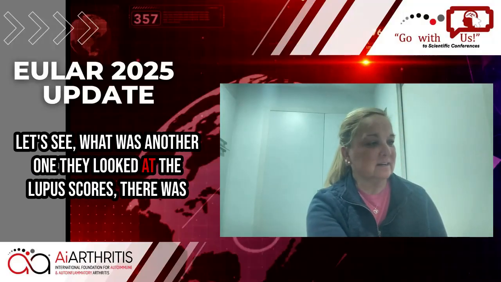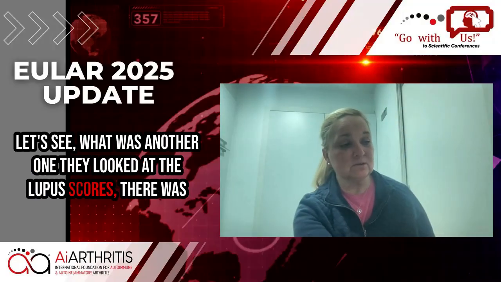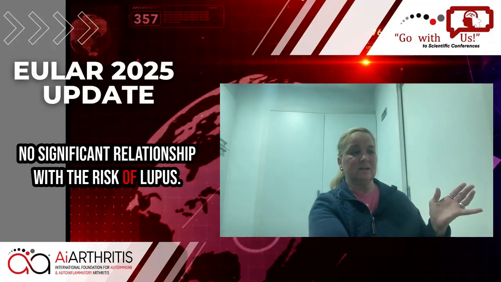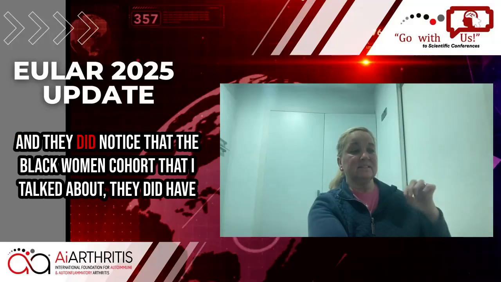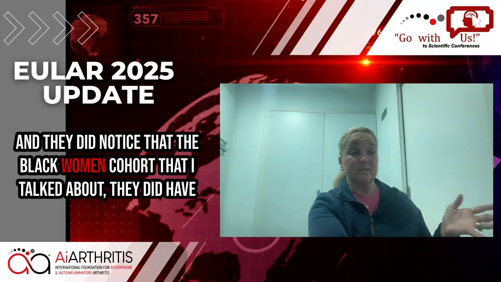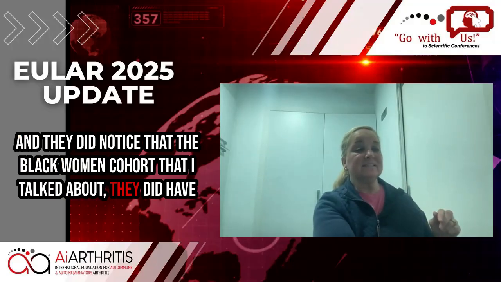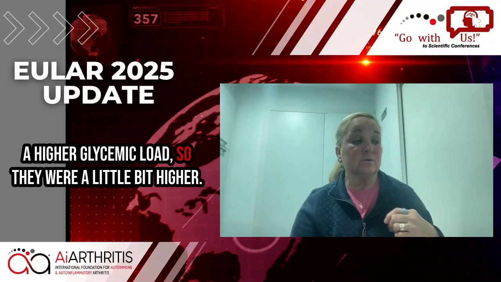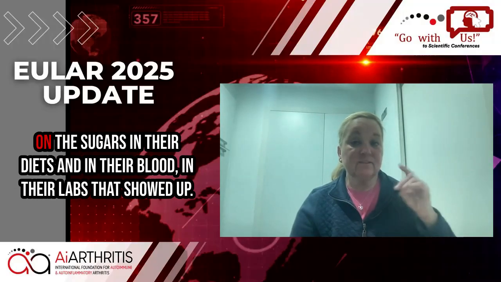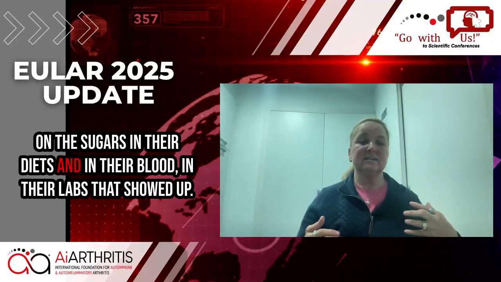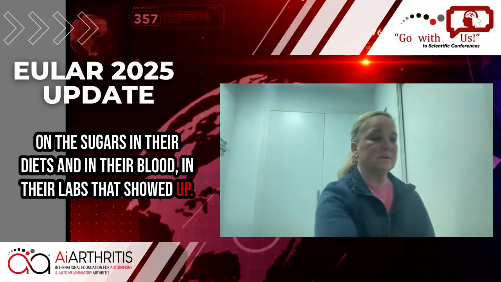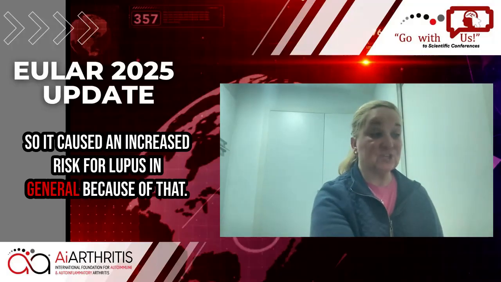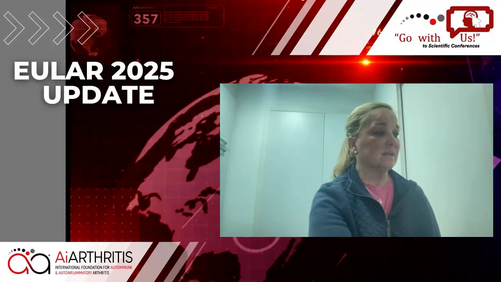They looked at the lupus scores. There was no significant relationship with the risk of lupus, and they did notice that the Black women cohort that I talked about did have a higher glycemic load. So they were a little bit higher on the sugars in their diets and in their blood, in their labs that showed up. So it caused an increased risk for lupus in general because of that.